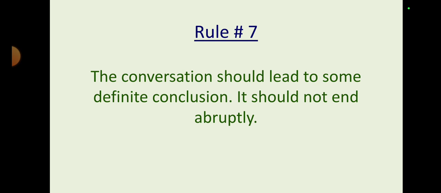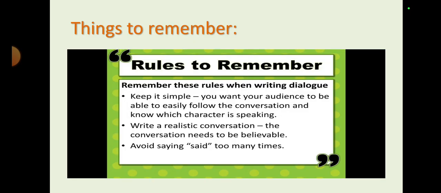Rule number 7 is the conversation should lead to some definite conclusion. It should not end abruptly. Yes, the way you do in other pieces of creative writing like a paragraph, essay, letter or application. You start properly, you carry it on properly, and you end it properly. This is what is demanded from you. So the way an essay needs a proper beginning, rising action, resolution, and proper ending, this is how you have to end your dialogue, with a proper conclusion.